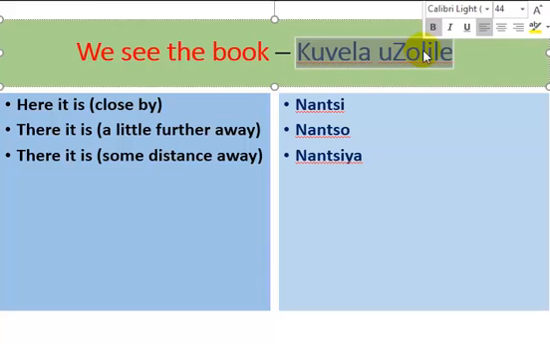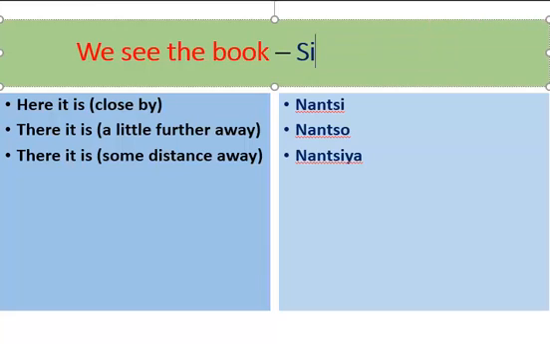A bit of a mistake I have to correct here. We then see the book, Sibona incwadi, and here it is close by, Nansi. The person was Nanku, the people were Naba, and the book is Nansi. A little further away, Nanso. And there it is some distance away, Nansia. Nansi, here it is. Nanso, there it is. Nansia, there it is, a little bit further away.